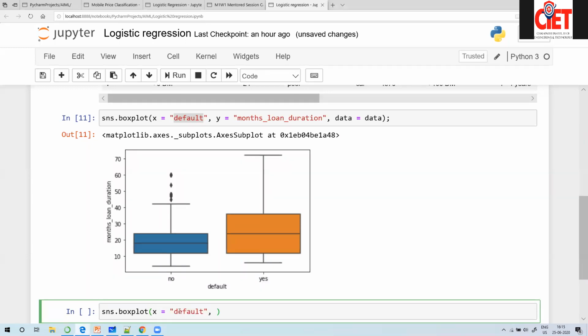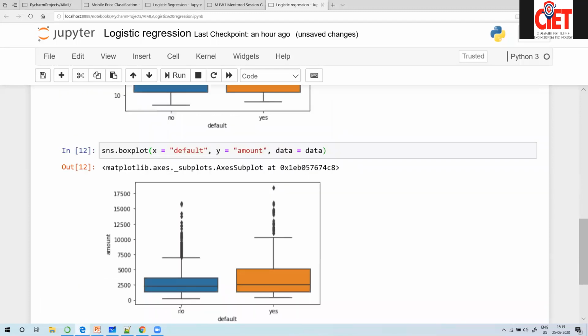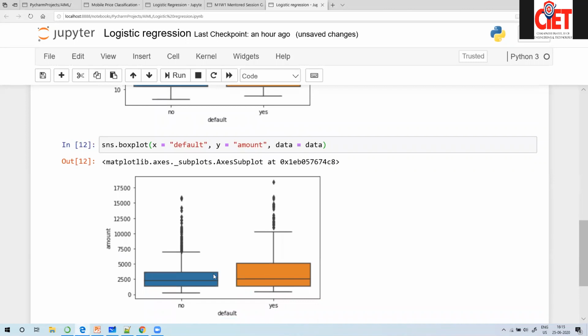Similarly, let me do it for another column, y is equal to amount, loan amount. Do you think loan amount will also have impact on whether a person is defaulting or not? Of course it does, but let's check it out. We can only guess. It may be true or it may not be true. So you have to verify that from the data.